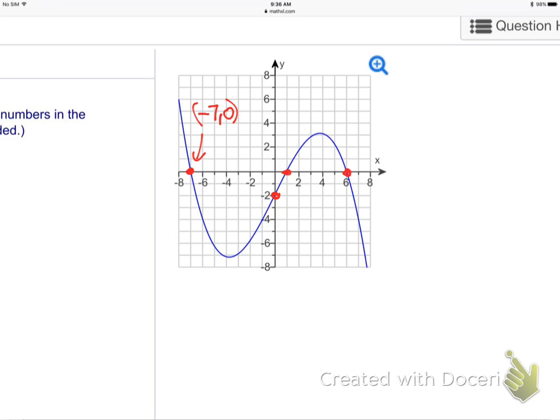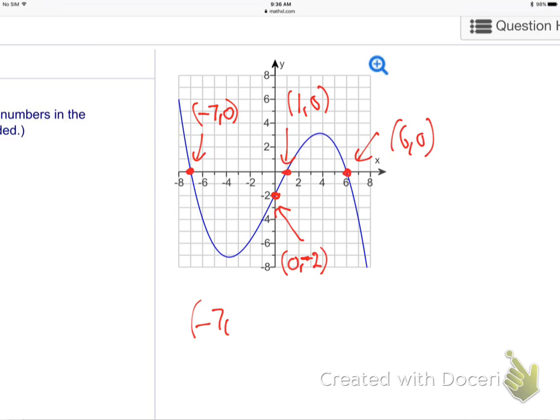Back 7, up 0. Coordinates of this point? (0, -2). Yeah, we good with that? Remember, it's always over first, then up or down, right? So that's (0, -2). This point, over 1, up 0, and this point, over 6, up 0.